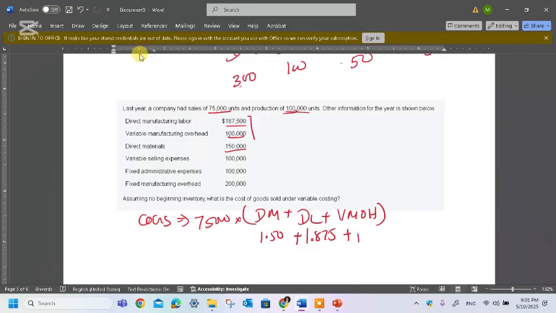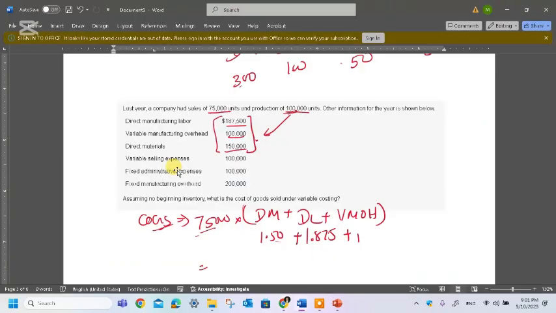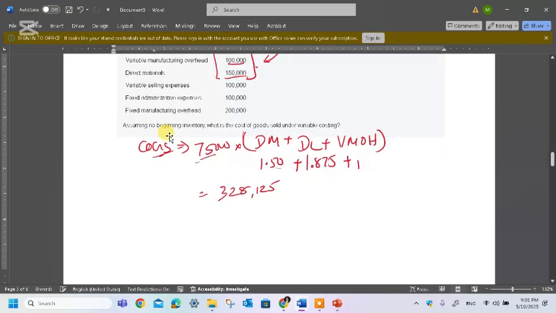Don't forget these costs must be divided by production because these are production costs. But when you say cost of goods sold, then multiply that by the number of units sold. So we find cost per unit based on production. Cost of goods sold is for the number of units sold. And you know how much you are getting? 1.5, 1.875, 1 gives 4.375 into 75,000, 328,125. All these questions we did now didn't have opening stock or closing stock.